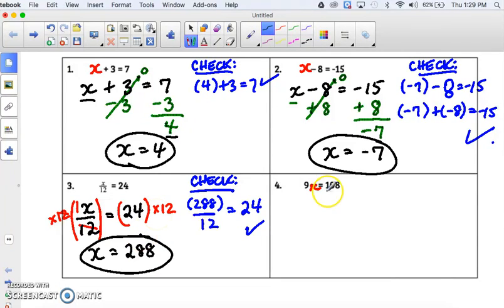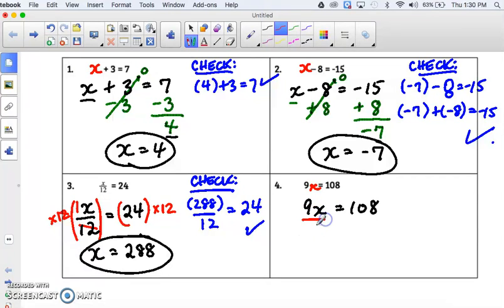Okay. So finally here in number 4, we have 9x equals 108. Similar to number 3, we're going to think of the inverse or the opposite operation. I'm going to recopy 9x equals 108. Just a reminder, this means 9 times a number, or 9 times x equals 108. So what are you going to do to get rid of the 9 times x? Think about the opposite operation of multiplication, which is division. So you're going to divide by the same number.